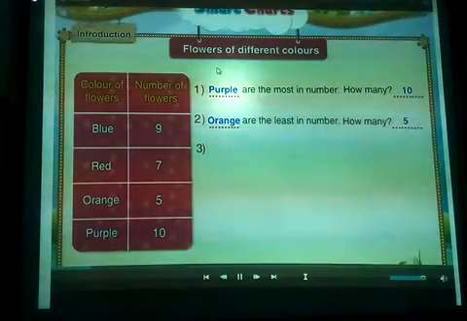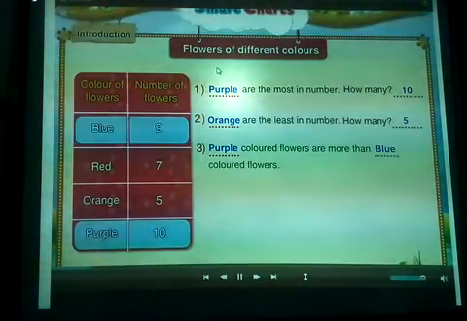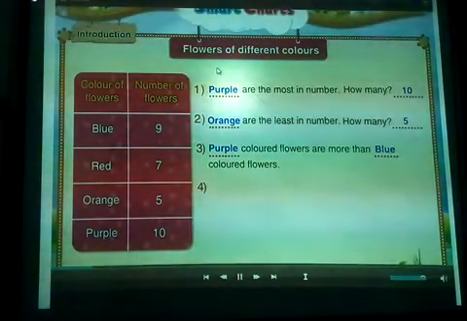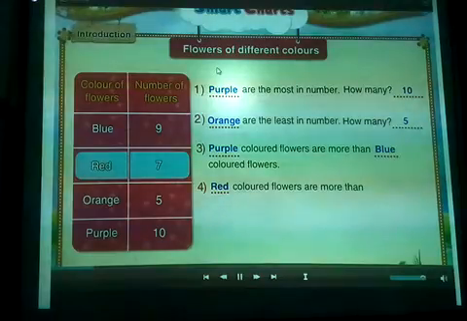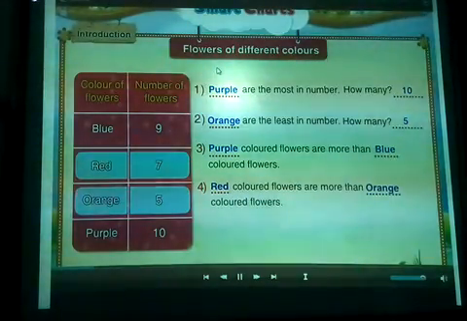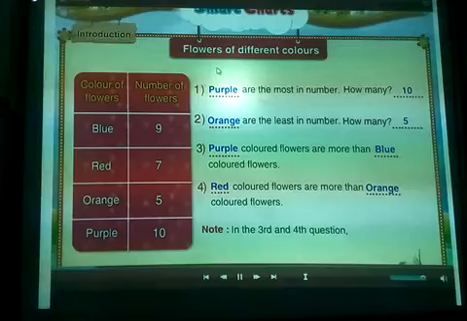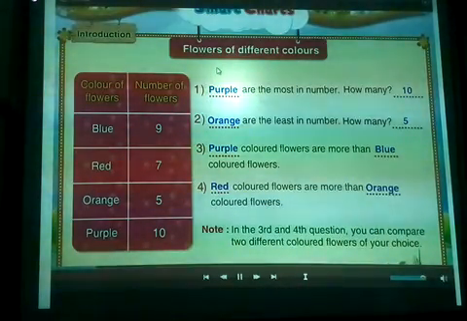3. Purple colored flowers are more than blue colored flowers. 4. Red colored flowers are more than orange colored flowers. Note, in the third and fourth questions, you can compare 2 different colored flowers of your choice.